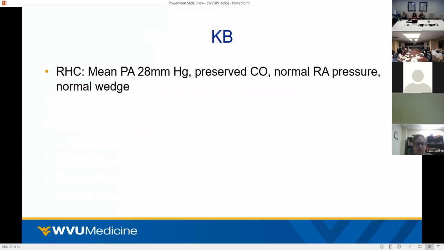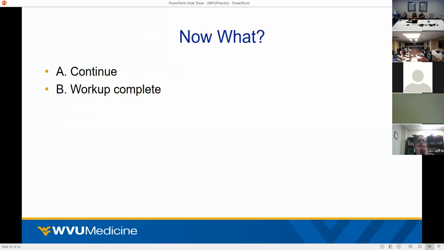So we did a right heart cath. Her mean PA pressure is 28. She had a normal RA pressure, normal wedge. So no real significant pulmonary hypertension of this cause. But once again, she was so hypoxic. So we knew that pulmonary hypertension wasn't the root cause of this, but maybe PEs could be. So next slide. We continued on. Next slide.